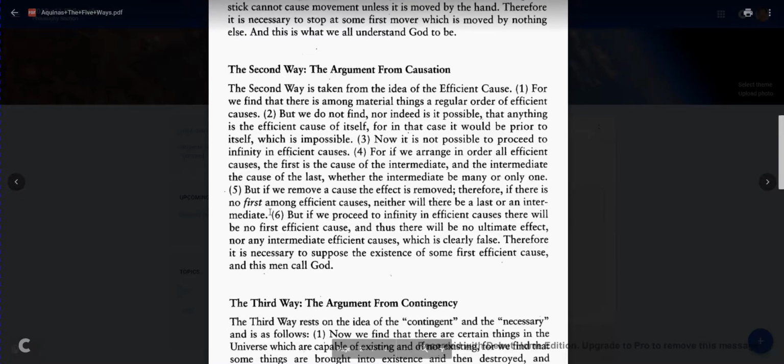So he's saying something has to happen first. The first domino has to be flipped over in order for the last one to be flipped over in a domino chain. But if we proceed to infinity in efficient causes, there will be no first efficient cause, and thus there will be no ultimate effect. So you can't have an effect without the cause making the effect, nor any intermediate causes which lead to the final effect. Therefore, it is necessary to suppose the existence of some first efficient cause, and this men all call God. Alright, so God is the first cause.